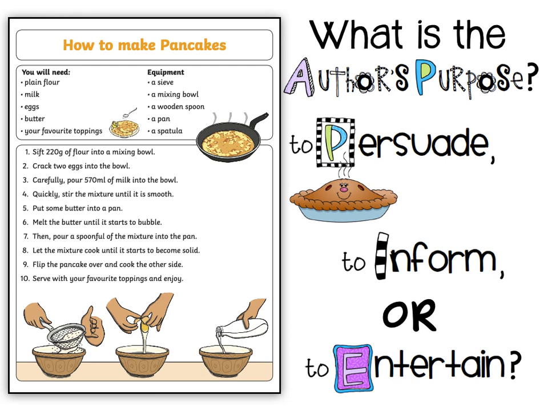Step 5. Put some butter into a pan. Step 6. Melt the butter until it starts to bubble. Step 7. Then pour a spoonful of the mixture into the pan. Step 8. Let the mixture cook until it starts to become solid. Step 9. Flip the pancake over and cook the other side. And step 10. Serve with your favorite topping and enjoy.